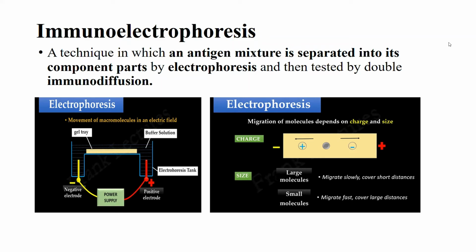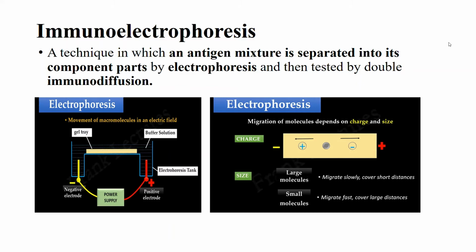Immunoelectrophoresis is defined as a technique in which an antigen mixture is first separated into its component parts by electrophoresis and then tested by double immunodiffusion. Before getting to the details of immunoelectrophoresis, let's understand electrophoresis. Electrophoresis refers to the movement of macromolecules in an electric field.